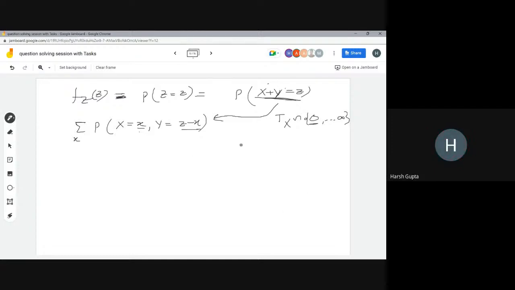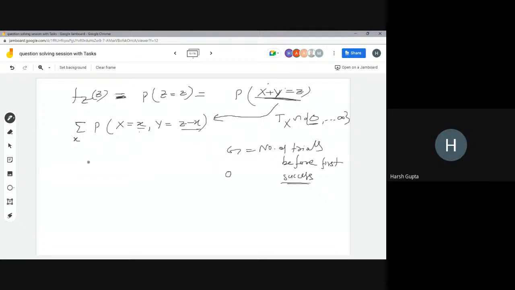And that's why in geometric, it is the number of trials before the first success. If there is no success, there is no geometric random variable. A geometric random variable exists only if a success happened, because it is the number of trials taken before the first success.